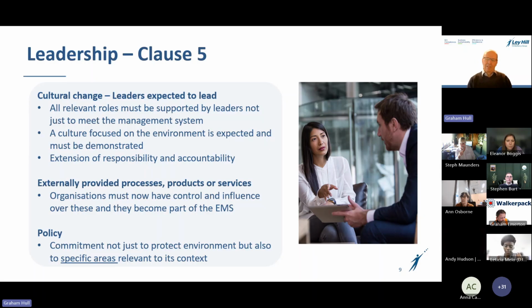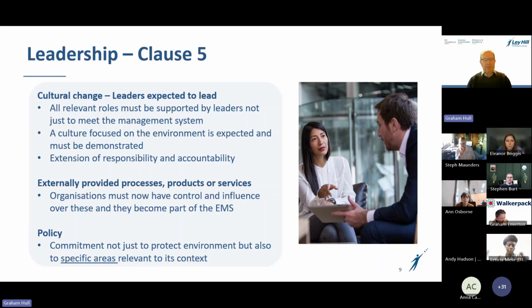Responsibility, accountability, we can talk all day about the difference between those and where they all fit, but it's very much about making it very clear who's accountable, who's responsible, and making sure that leaders are taking their level of responsibility and accountability depending on where they sit in the organisation.